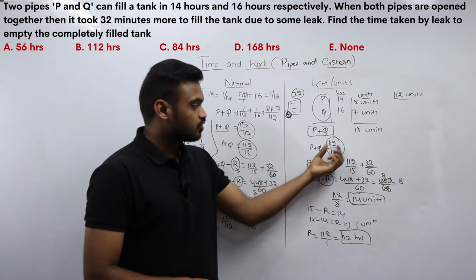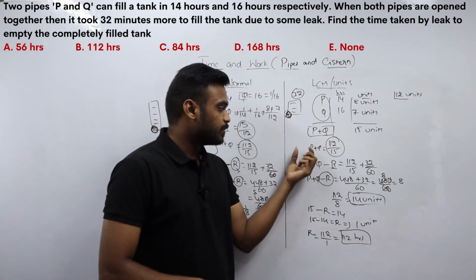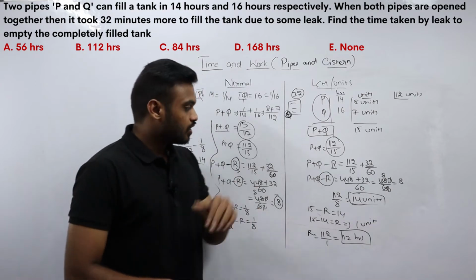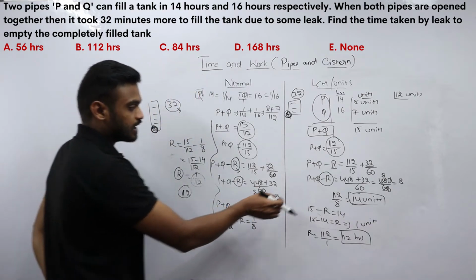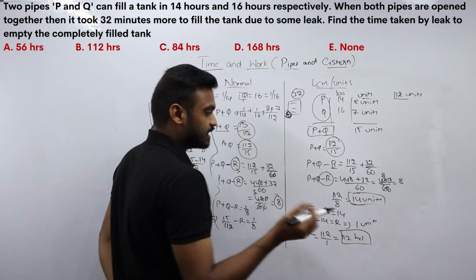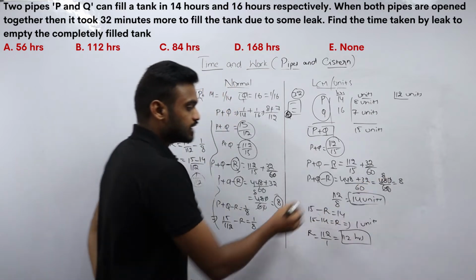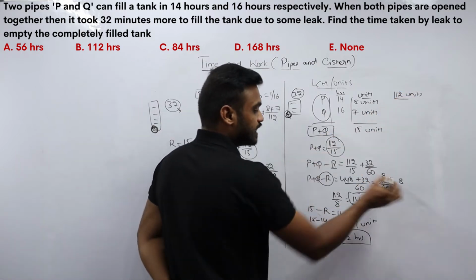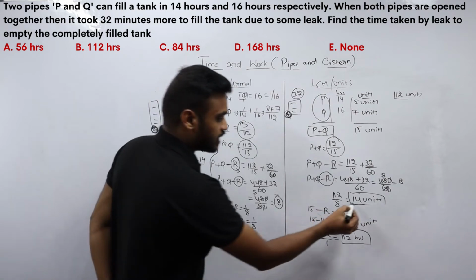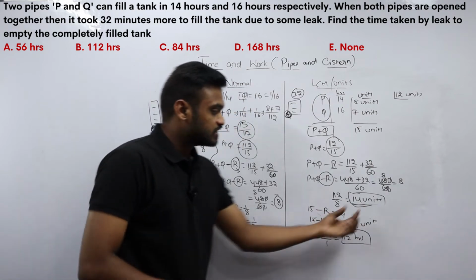So totally it takes 112 by 15. This is the total time taken by P plus Q to finish the entire work. Now we have the total time taken by P plus Q minus R to finish the entire work, that is 8 hours. So they are completing 112 units of work in 8 hours. So per hour they are completing 14 units of work. This is the efficiency here.